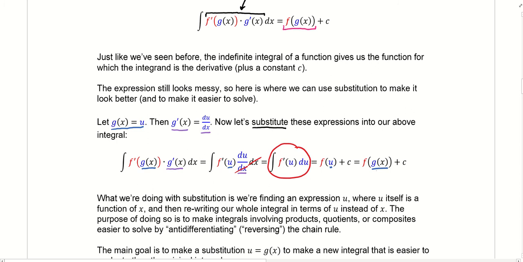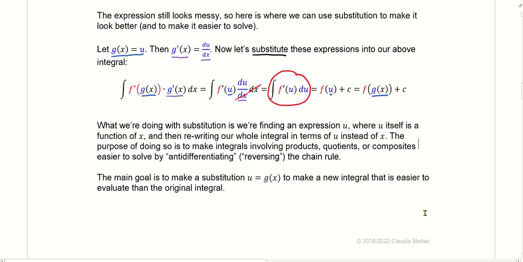So the whole purpose of substitution, and this is again one of those things that's a little bit easier to understand once we see it in practice, the whole purpose of substitution is trying to find some expression u where u makes calculating the integral easier. So we're going to see substitution in situations where the thing we're integrating is complicated and maybe not very easy to work with the way it is. And so what we do is we choose an expression u, rewrite our integral in terms of u, then solve the integral. So again, the whole purpose here is to make functions or integrals involving products, quotients, or compositions easier to solve by reversing the chain rule.